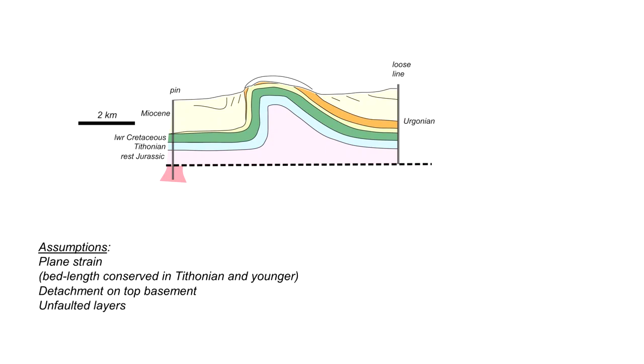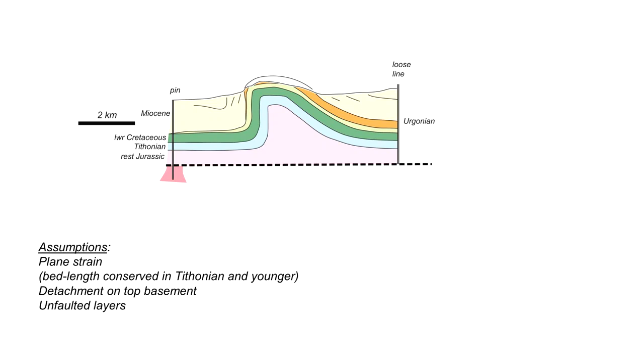Let's state our assumptions. We're going to assume plane strain. In other words, all the action occurs in the plane that we can see here, the plane of the cross-section. And this is, of course, a general requirement for section balancing. We're going to be more constrained than that.